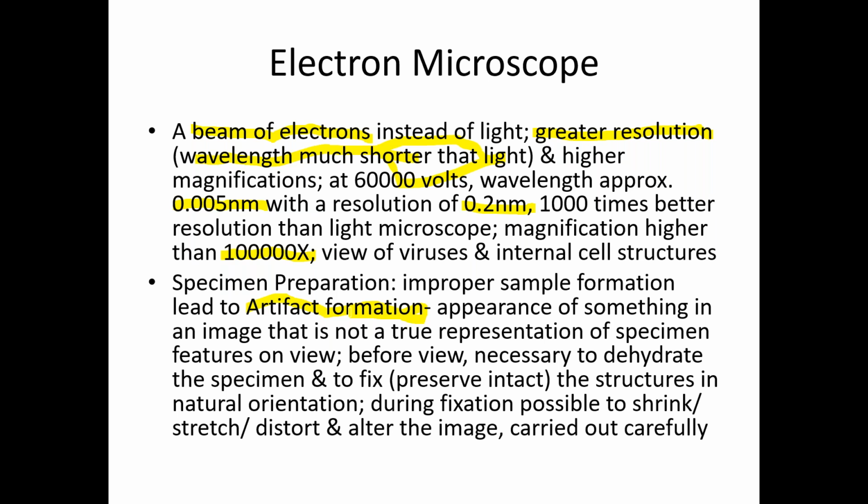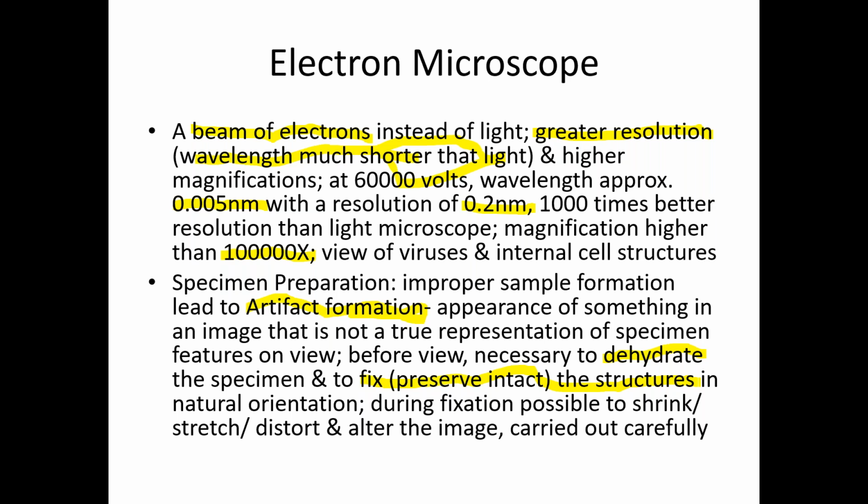Now, what do we have to do? Before viewing, we are dehydrating the specimen. It is necessary to dehydrate the specimen. Dehydrate means remove the water. And to fix, that is, preserve the structures intact, we have to fix the specimen. In light microscopy also we do such things. Sometimes we do air drying, sometimes heat fixing while performing gram staining. So here also, in electron microscopy, some of these steps will come in specimen preparation.